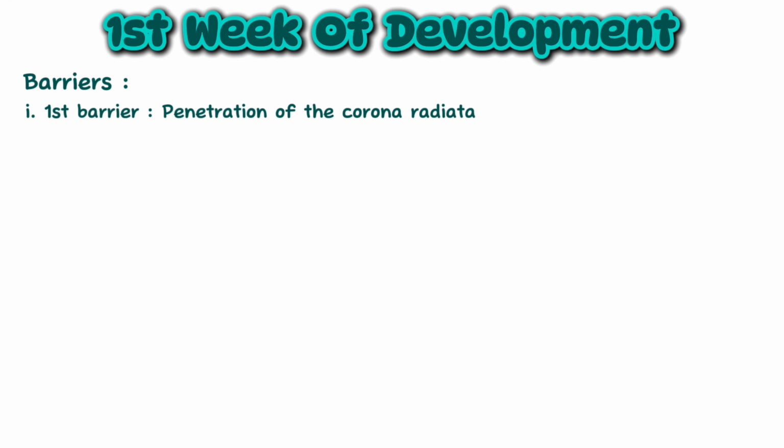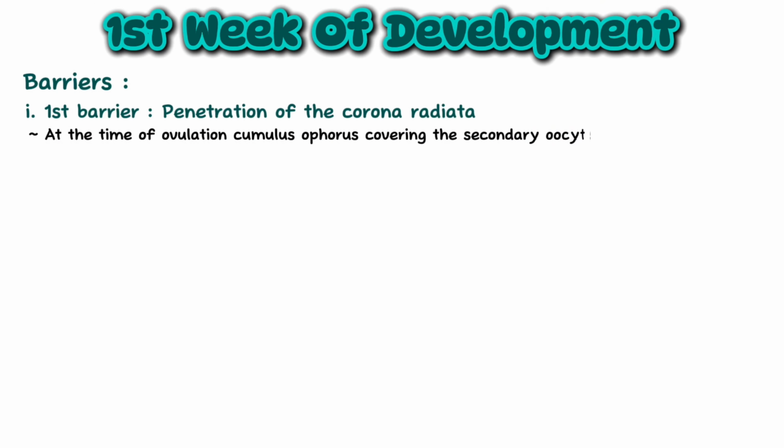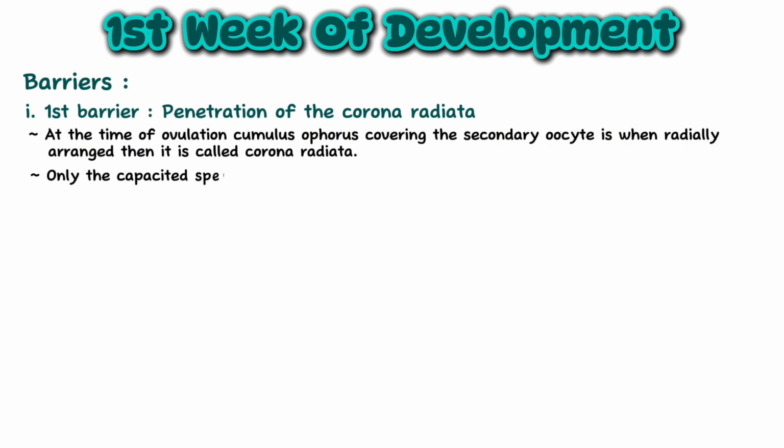Now let's see the three barriers of the secondary oocyte. As we know, an ovum after being released contains a secondary oocyte which is covered by cumulus oophorus. Cumulus oophorus further rearranges itself to form the corona radiata. Now the first barrier is penetration of the corona radiata. Only the capacitated sperm can penetrate the corona radiata.